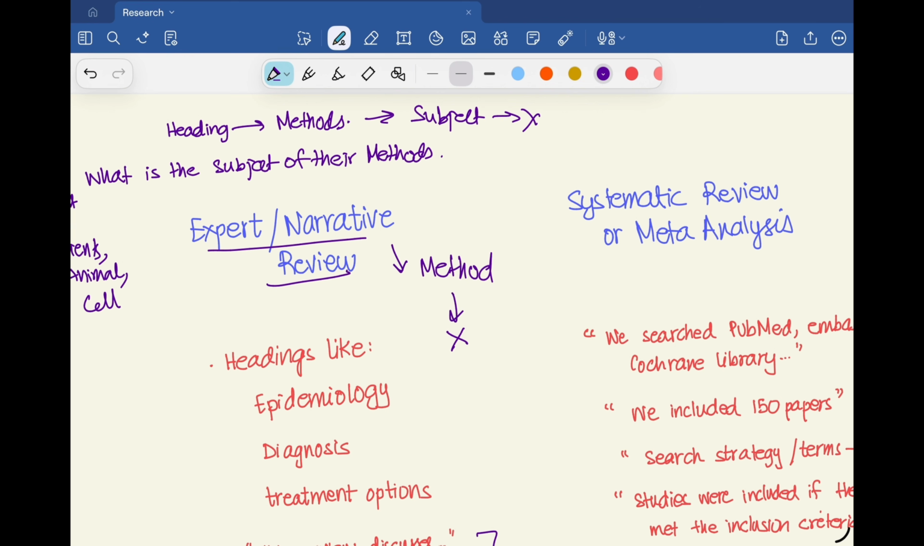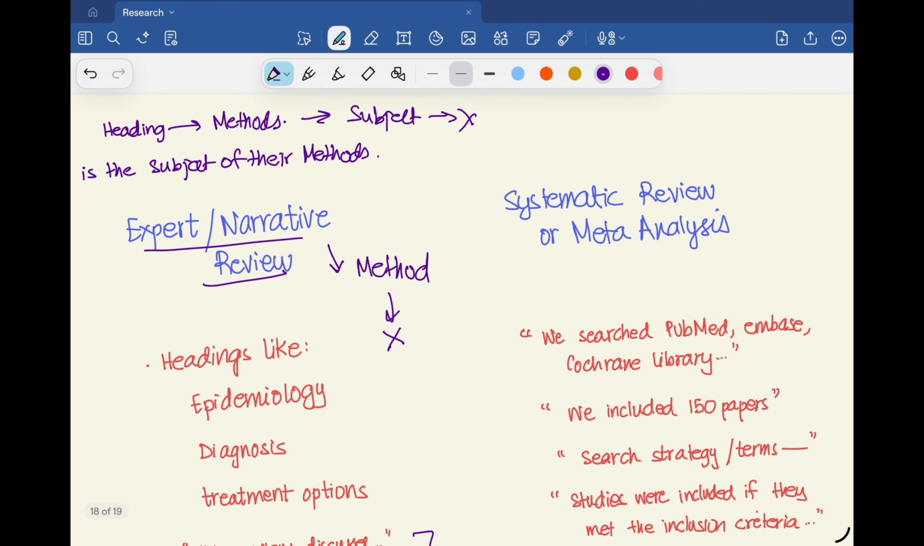And because this is an expert review, you just don't read it for the final verdict. You just read it to get an overview of the topic. Okay, so if you want to find evidence on a topic, you do not read it for that. You read it just for an overview. You do not read it for the final verdict.